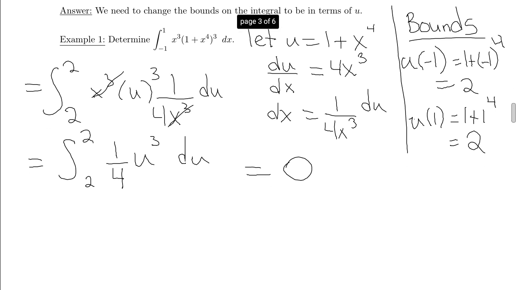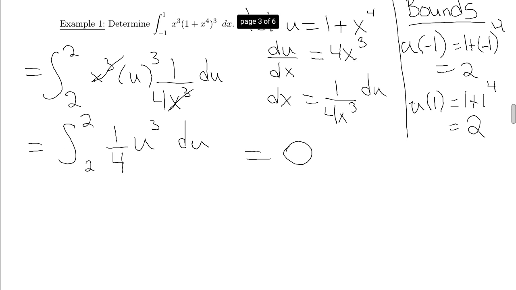So you may be wondering, well, what does that mean? How do I get an area of 0? Well, remember, this is a signed area. So what this is actually saying is we have a symmetric function here, and so it's equal parts negative area and equal parts positive area. So that's what's happening in this question. That's why we got an answer of 0. Okay, but the important thing to highlight in this example is just, we changed the bounds and we proceeded with u substitution the same way as before.